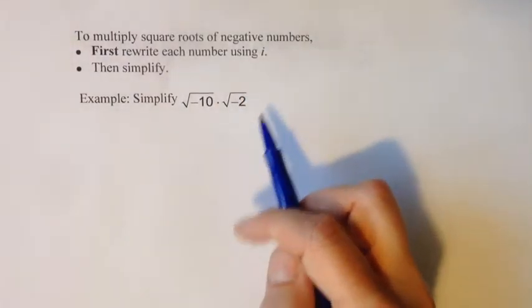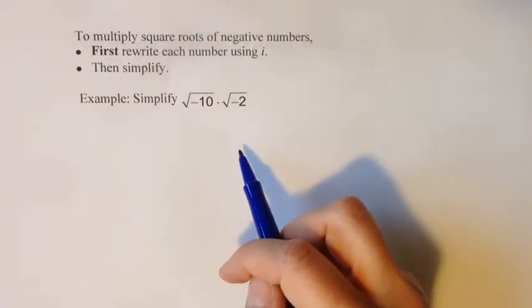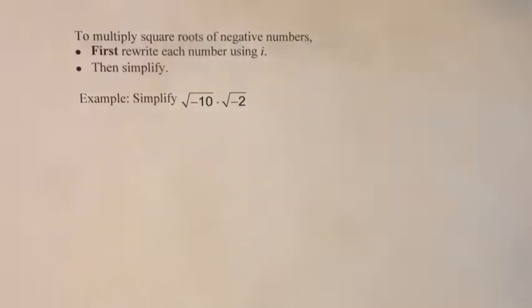Whenever you multiply the square roots of negative numbers, you're going to first rewrite any number that needs to be using an i rather than having a negative under the square root. Then simplify just like normal.